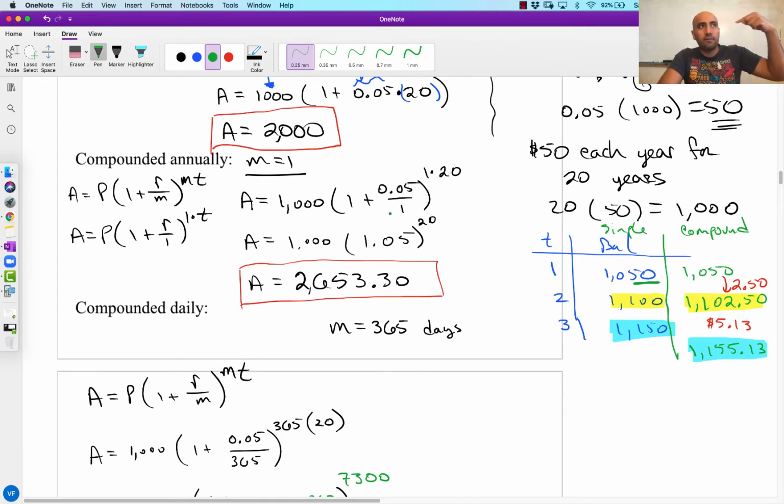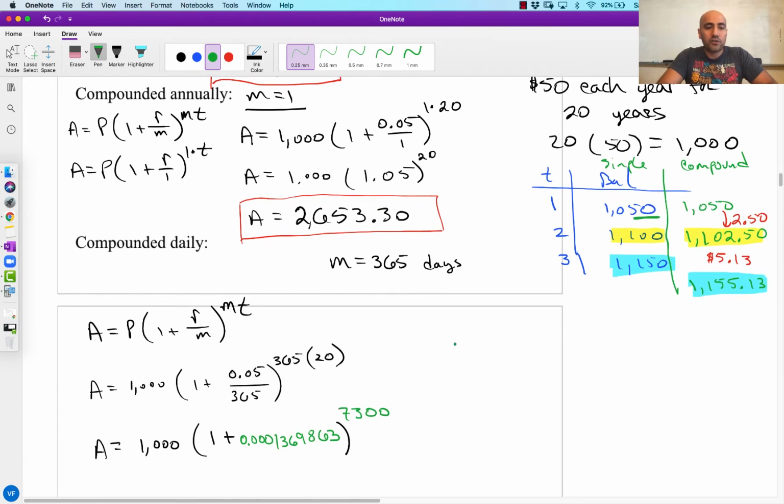So how many times would they create a statement and deposit money into your account? Well, it would be once a year for 20 years. There would be 20 statements to deal with, right? Because it's compounded annually. You would have 20 statements, one for each year. That's the period of time when they deposit money into your account.